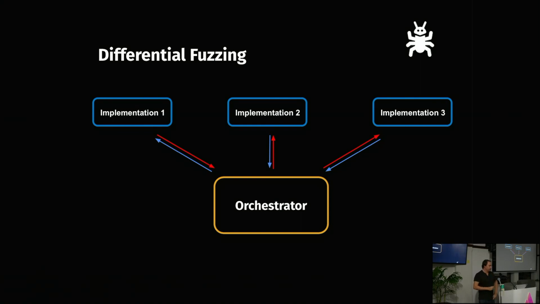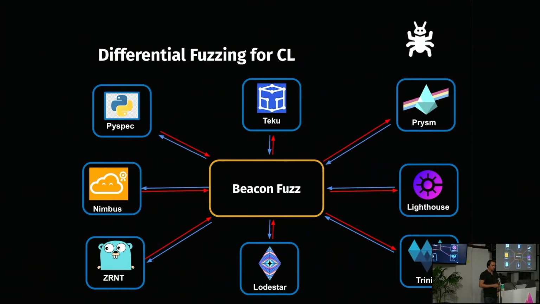So we can do this process called differential fuzzing, which is where we get some random data, we give it to all the clients. If any one of them is different, then that's bad, and that's naughty, and that's a bug. So differential fuzzing is something you can do if you have something of this form.